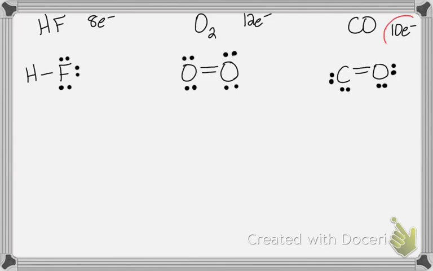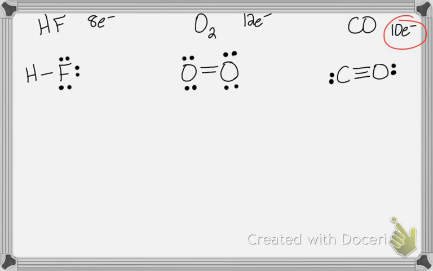What about this number? 2, 4, 6, 8, 10, 12. We've used too many. So what would you do? You can't just erase some because the octets are fine. So why don't we try another bond? If we add another bond, we have to erase some dots.